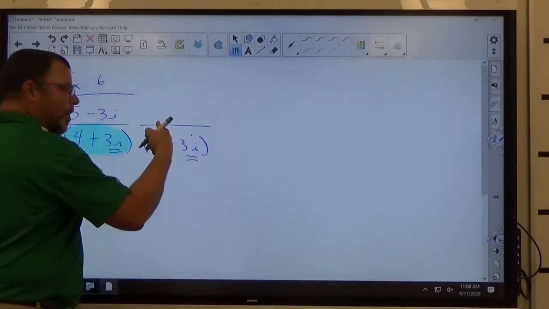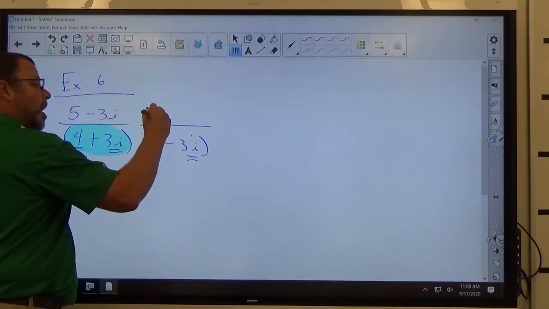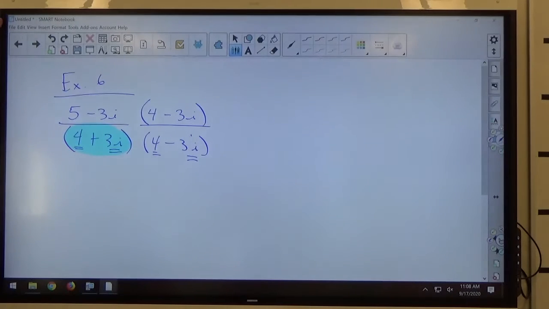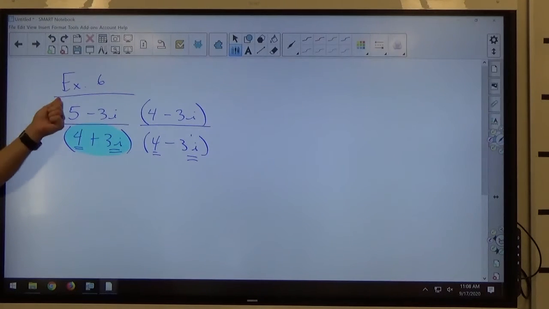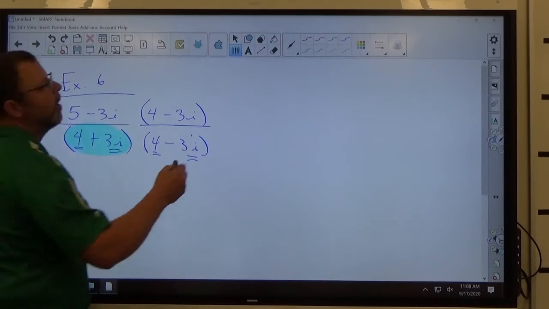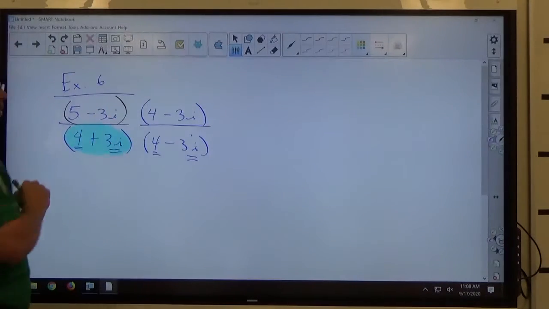Fraction world: if I multiply the bottom by a new object, 4 minus 3i, I have to multiply the top by the same object. When you're multiplying by multiple things, make sure you put parentheses around that object. Now notice the previous one had the number 10 times this thing, right? Now we have a binomial times this thing, so I'm going to be required to put some parentheses around the top also.